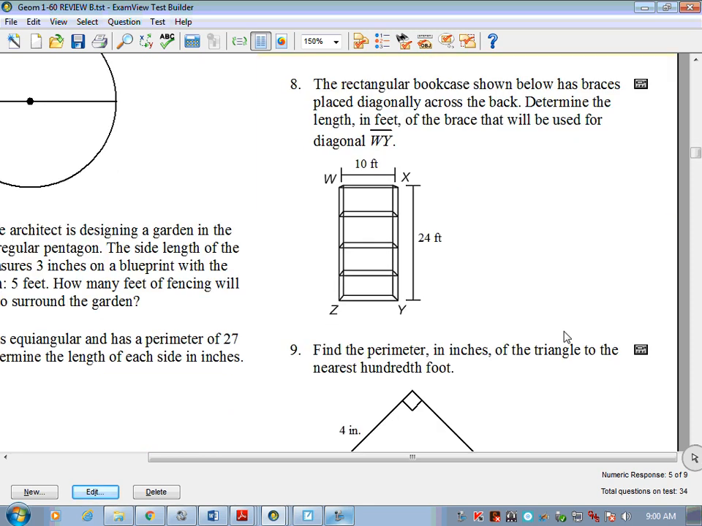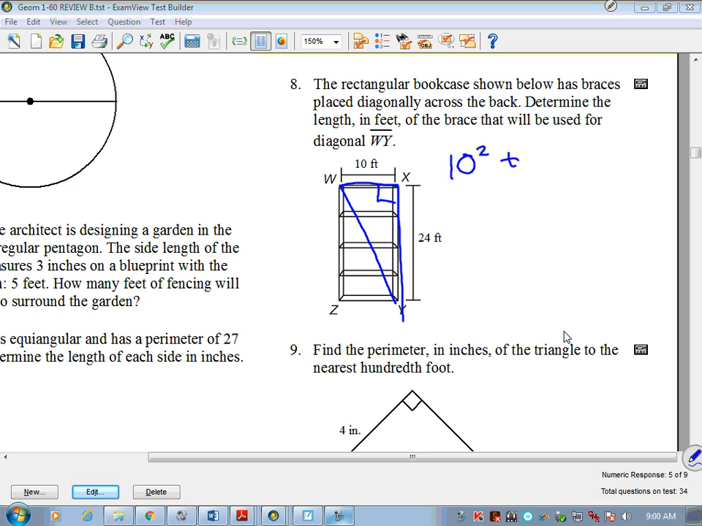Okay, number 8, lesson 52 as well. The rectangular bookcase shown below has braces diagonally across the back. Determine the length in feet of the brace that will be used for diagonal WY. This one actually uses the Pythagorean theorem to solve it, because what I'm forming here is a right triangle where WY is the hypotenuse opposite the right angle X. Because it is a rectangle, the angles of a rectangle are right angles. So we've got 10 feet.